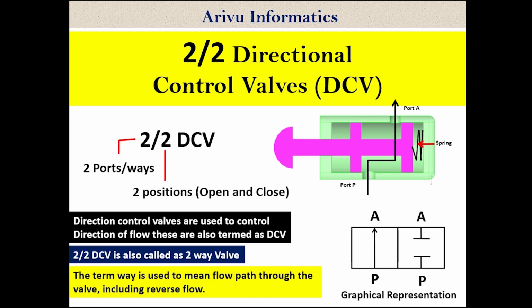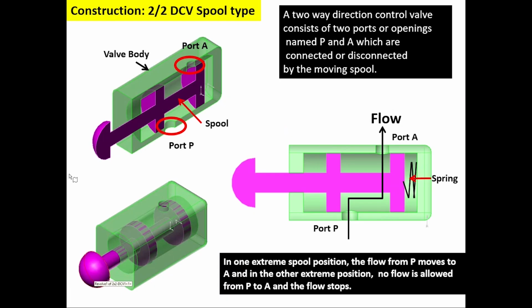And the first digit indicates, as I said, two ports. The port P represents the liquid flowing from the pump, and the port A indicates that it goes to an actuator. Here you can see the constructional details of 2x2 DCV in a 3D view. It is modeled using SolidWorks. 2x2 DCV mainly consists of two parts. One is valve body and another one is spool. Spool is generally cylindrical in construction.